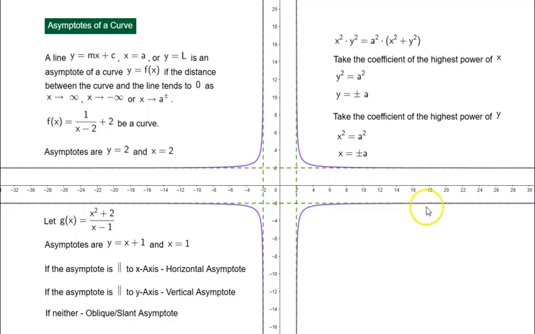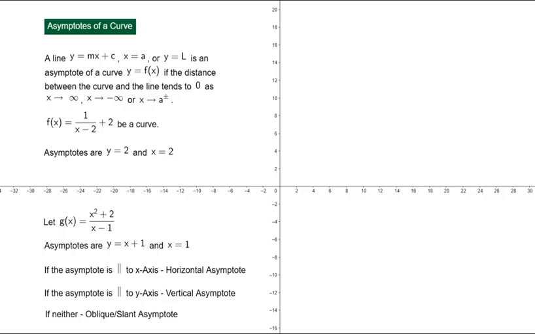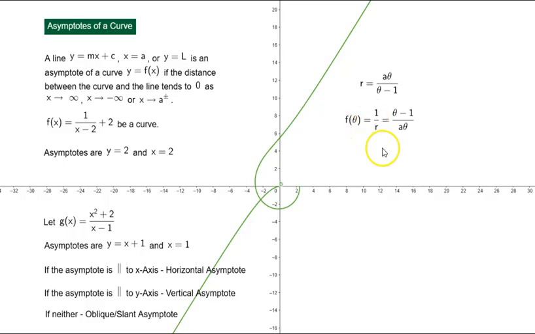So now let's take another example in polar form. So the curve that I have is r is equal to a theta divided by theta minus 1. And if we plot it, we get this. Okay. Now the first thing we do is we write it in the form of f theta is equal to 1 by r. So we have f theta is equal to 1 by r, which is equal to theta minus 1 by a theta.